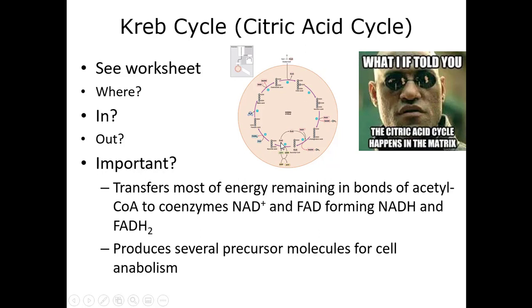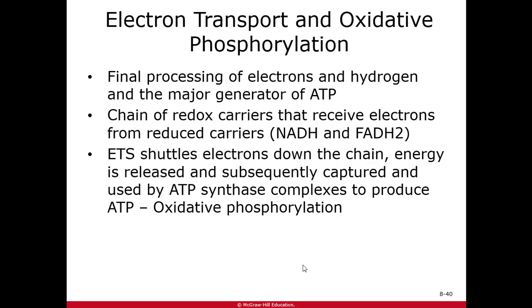Now, once we've got all those electron carriers, we've got ATP, we've got some precursor molecules, we get to the last step, the electron transport chain and oxidative phosphorylation. We're going to finally know what's going to happen to all those electron carriers. So it's a chain of reactions that is going to take that energy in those electrons and the hydrogen to churn out a whole ton of ATP.